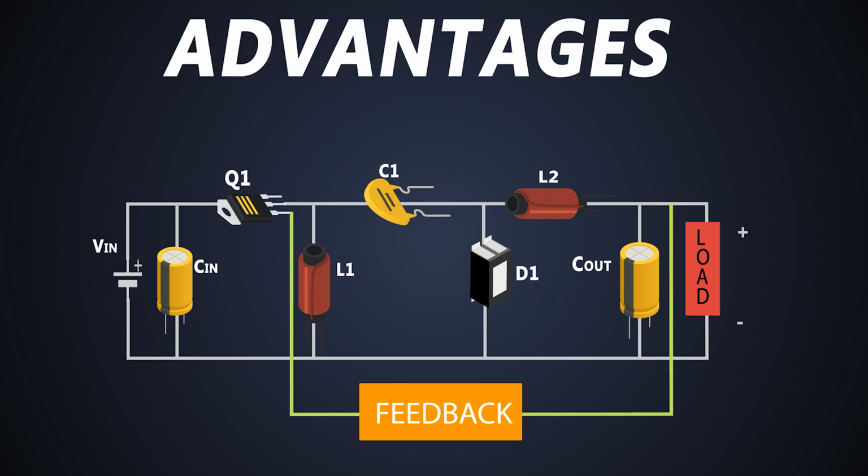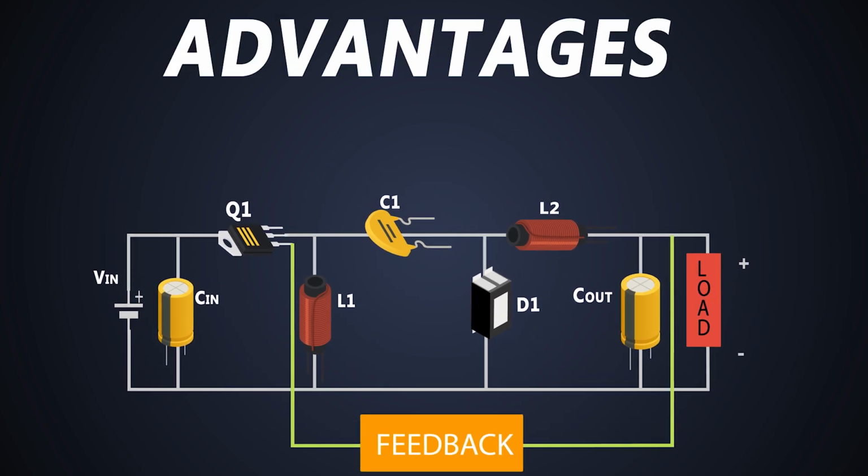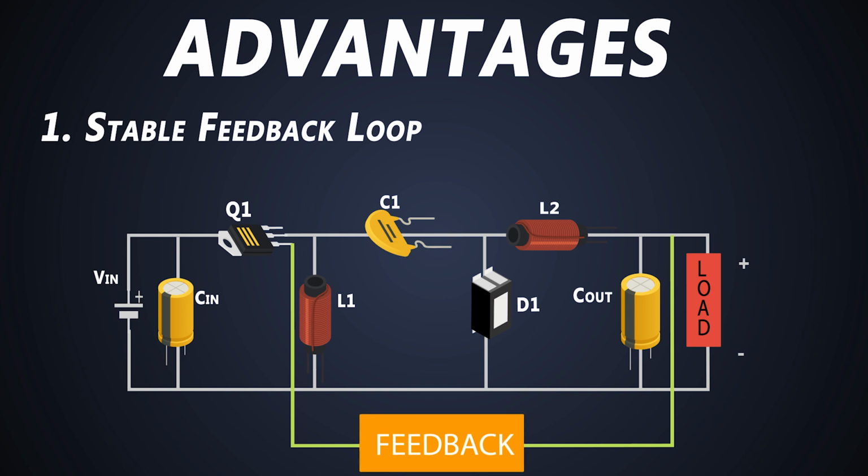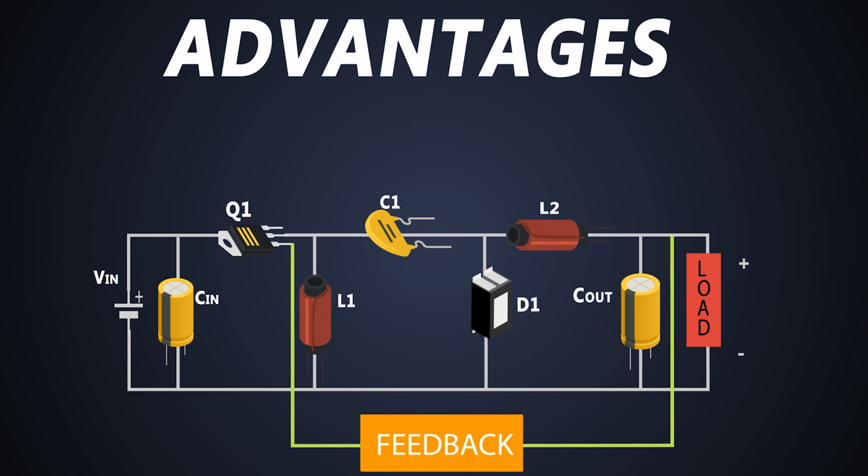The first advantage of the Zeta converter is it has a stable feedback loop. The feedback loop of the Zeta converter is more stable, so even if the voltage range is wide, it can provide very good output voltage regulation. Second is low ripple. The output ripple of the Zeta converter is also lower than an equivalent SEPIC converter design.